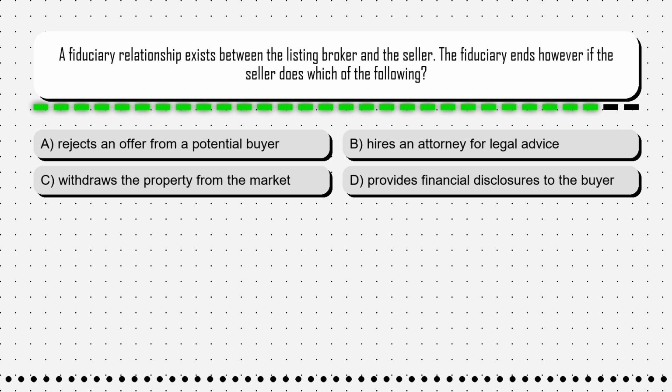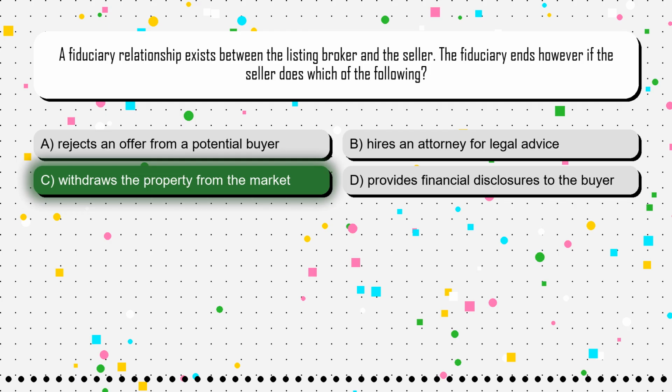Question 57. A fiduciary relationship exists between the listing broker and the seller. The fiduciary ends, however, if the seller does which of the following? Option A, rejects an offer from a potential buyer. Option B, hires an attorney for legal advice. Option C, withdraws the property from the market. Option D, provides financial disclosures to the buyer.